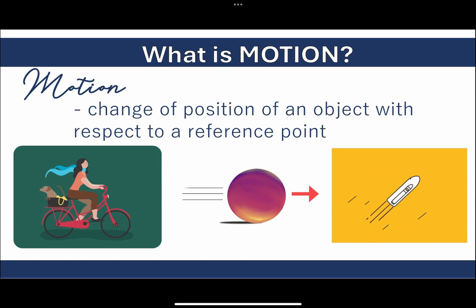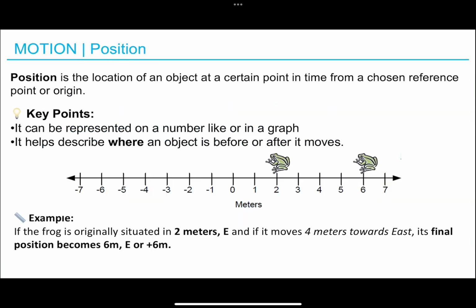As we discussed earlier, position is the location of an object at a certain point in time from a chosen reference point or origin, like in these examples. As you can see, it can be represented in a number line or in a graph. It helps describe where an object is before or after it moves, like the frog. The initial position of the frog is 2 meters east or positive 2 meters. If it moves 4 meters towards the east, its final position becomes 6 meters east or positive 6 meters.